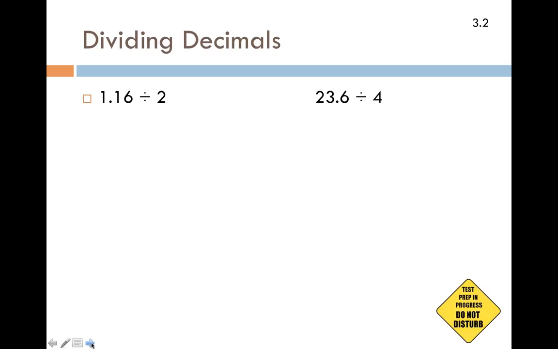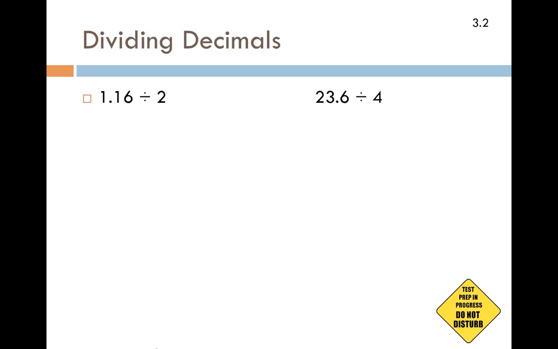So we've got one more rule for decimals. We've got three rules. Adding and subtracting has the same rule. Multiplication has its own rule, and dividing has its own rule. So we're going to look at the division. Now, with the division, we're going to have to work with long division.